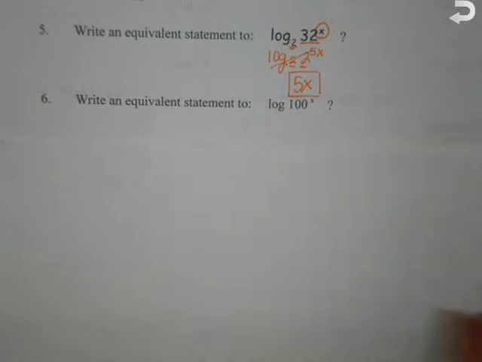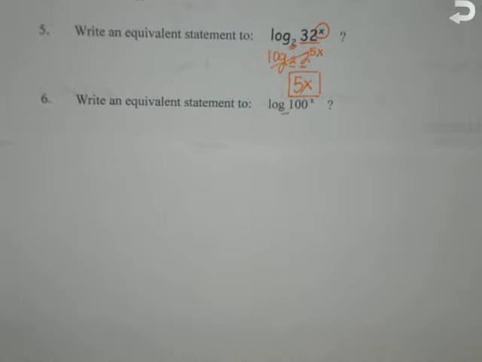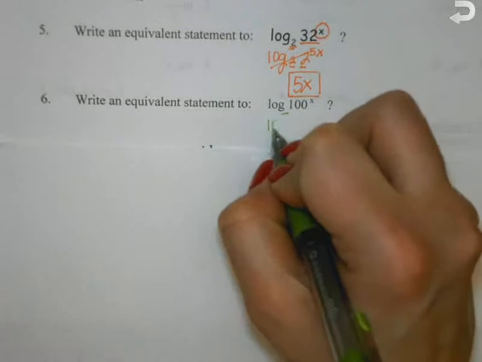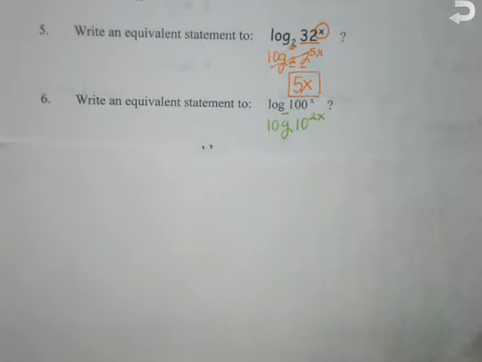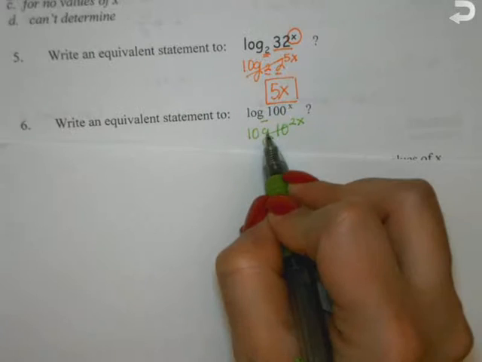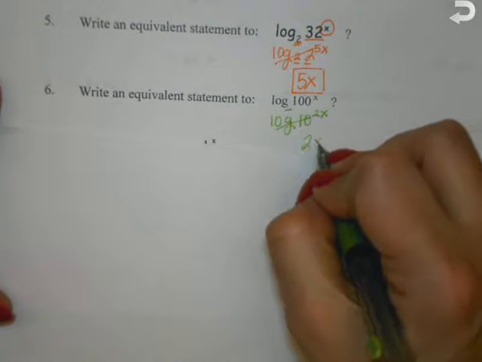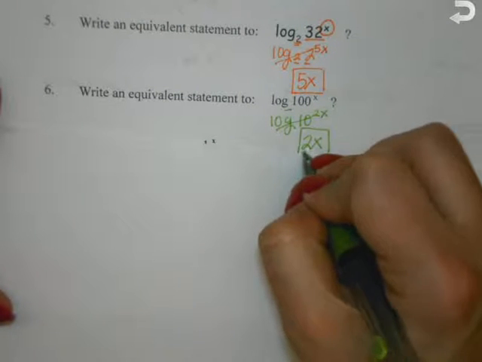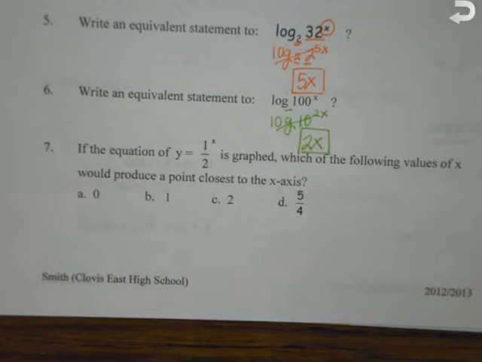Okay, guys. If we don't have a base written, what actually is our base? 10. And so can we rewrite 100 as a base of 10? 10 to the square. So then our bases of 10 end up dropping, and what would our equivalent statement be? 2x. Not bad. Okay. Last one, and I do want you guys to write the problem too.